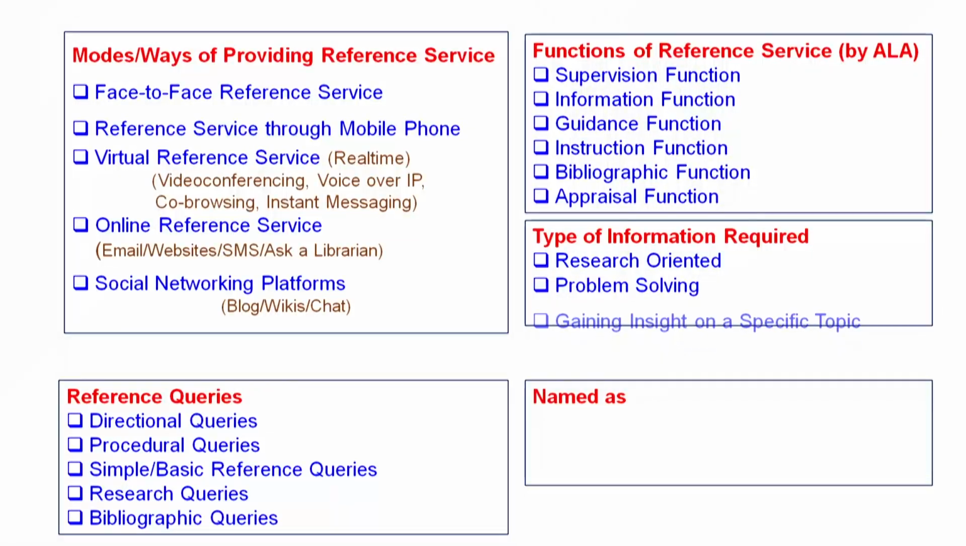It can be a type of problem solving. And sometimes it is for gaining some kind of insight in a specific subject area in which a particular person is working. When you do your project or research, you could find out that this particular area also interests you, but you don't know anything about it. So the user develops an interest in that area and comes and asks the reference librarian, "I am interested in this particular area, could you please tell me something more about this specific subject area?" That is also a type of information required by a user.